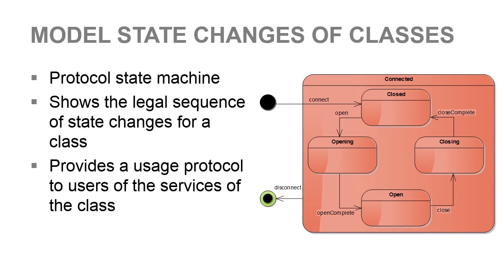Protocol state machines model the legal sequence of state changes for a classifier such as a class or interface. This provides a specification that can be used when consuming the services that instances of a class offer. For example, a programmer writing code to use a database connection needs to know that it's necessary to create the connection and then open it before trying to execute queries against tables in the database. The example here shows a simple state machine for an open-closed device, which has to be in the connected state and can then be in one of four substates: open, closing, closed, and opening.